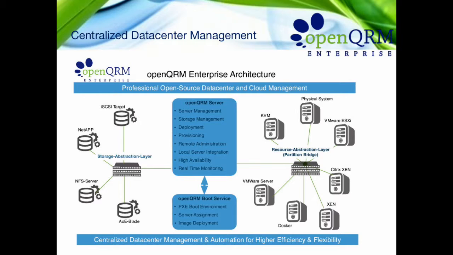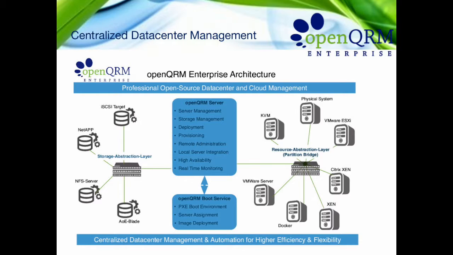So the main part of openQRM is automation. What we have done for that is to have several abstraction layers built into the openQRM model, to unify, for example, different types of virtualization technologies and also physical system deployment. So you see it on the right side, we have KVM, VMware, Citrix, Xen Server, Xen, Docker is supported, and several more. And physical system deployment is also one of the focuses for openQRM.